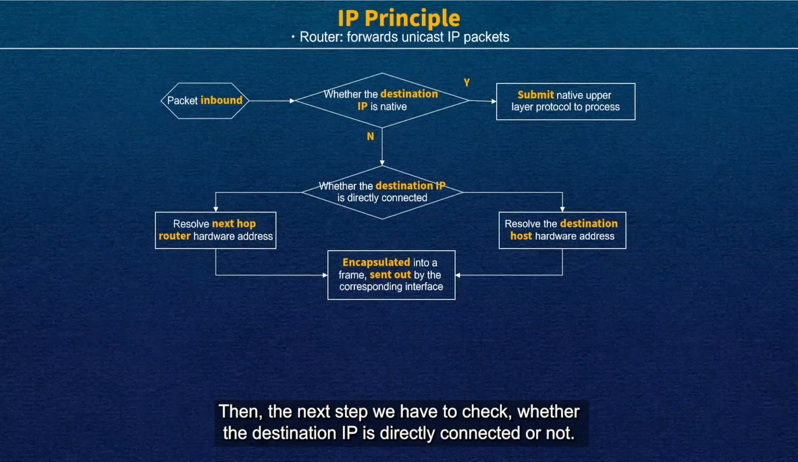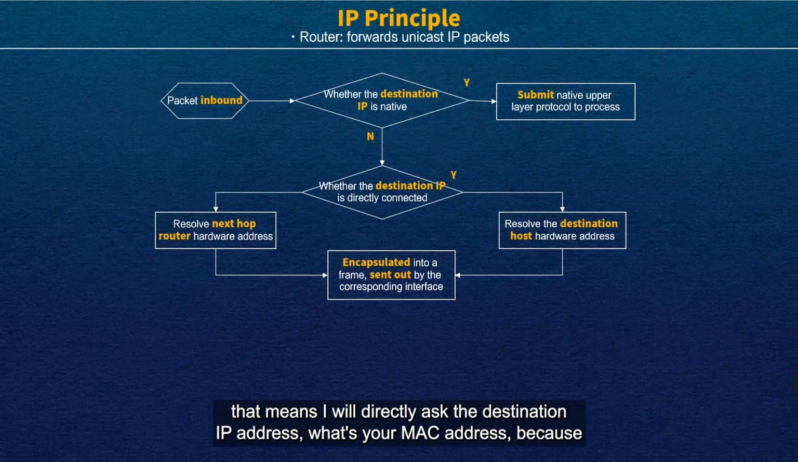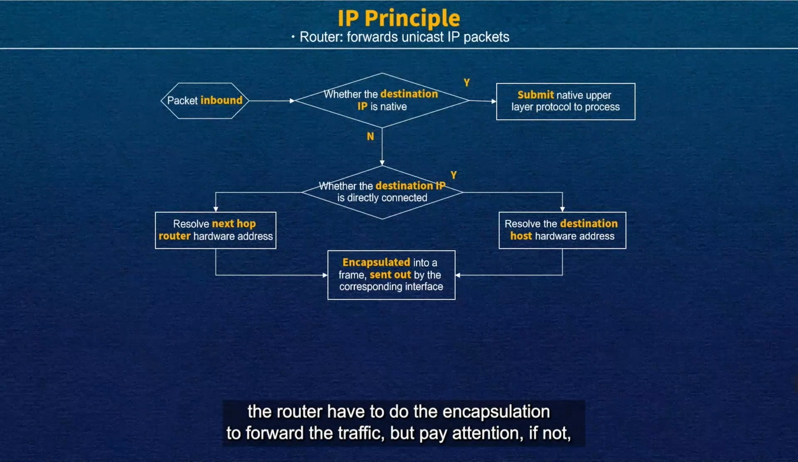Then the next step, we have to check whether the destination IP is directly connected or not. Pay attention to this one. If yes, I will directly resolve the destination host hardware address. That means I will directly ask the destination IP address, what's your MAC address? Because the router also has to do the encapsulation again to forward the traffic.